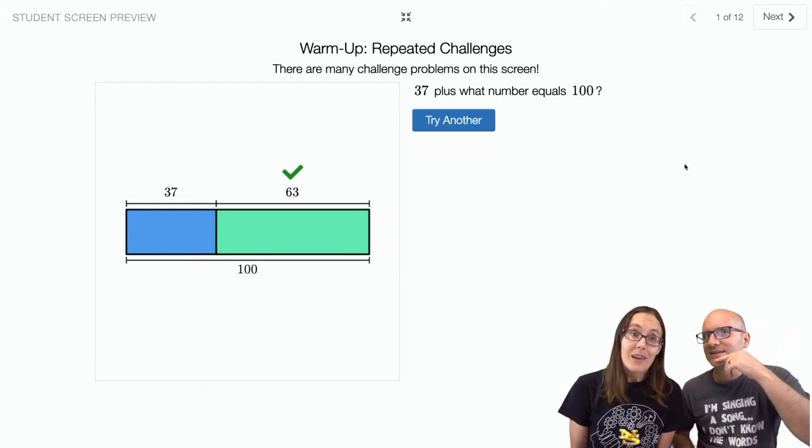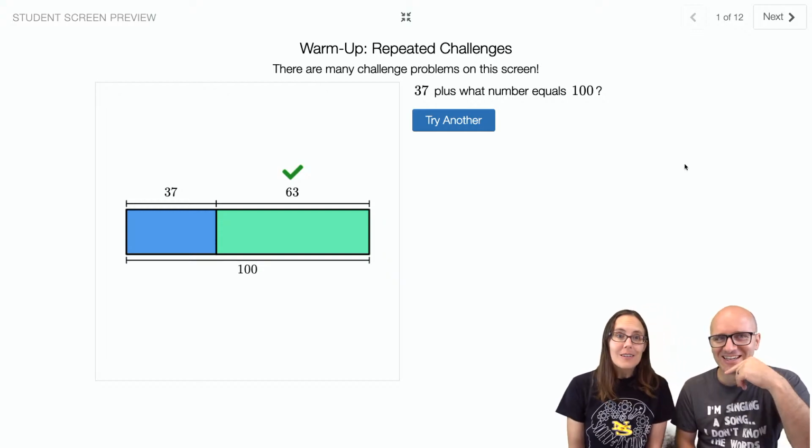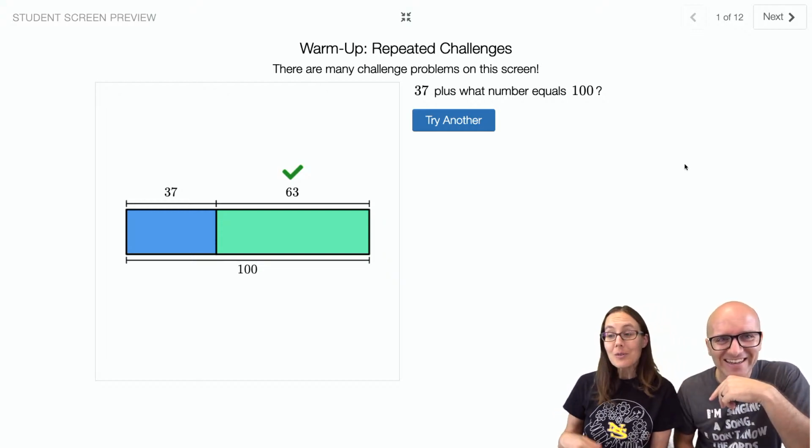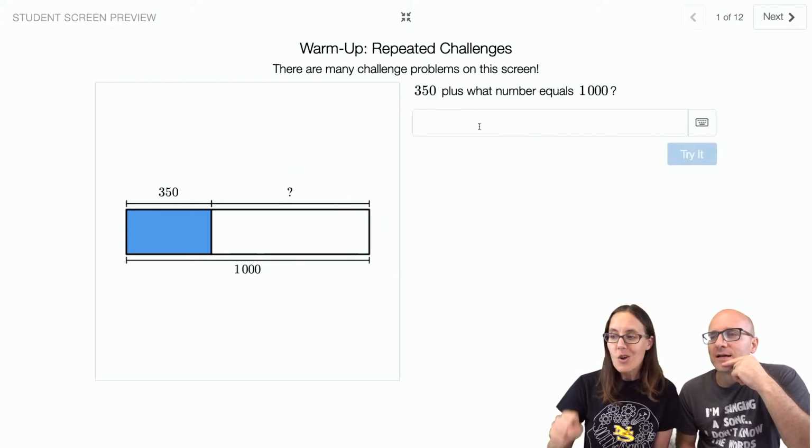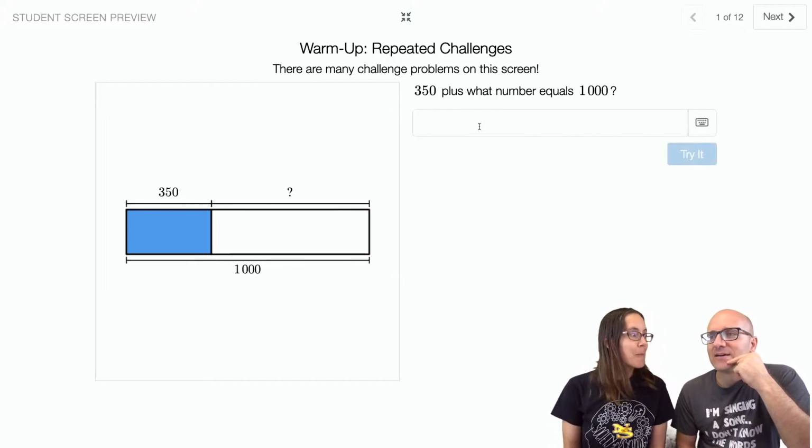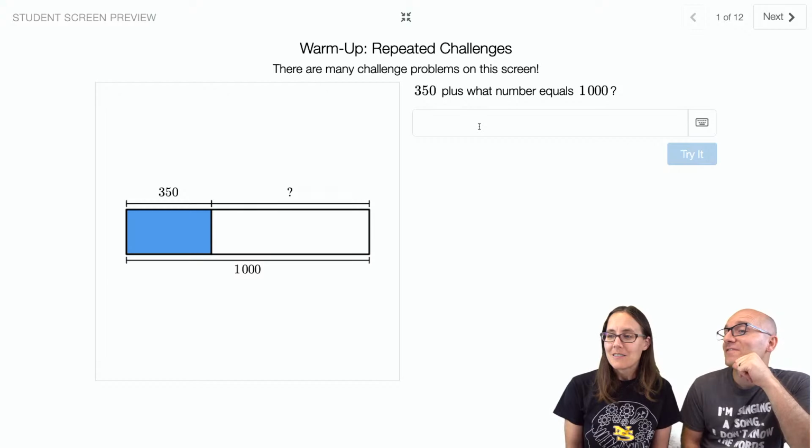Also, I trust the chat. Shaguta and Melissa and so many other people said 63. I trust them that they know how to do addition and subtraction. Oh yeah? Well, what about this one? 350 plus what number equals 1,000?